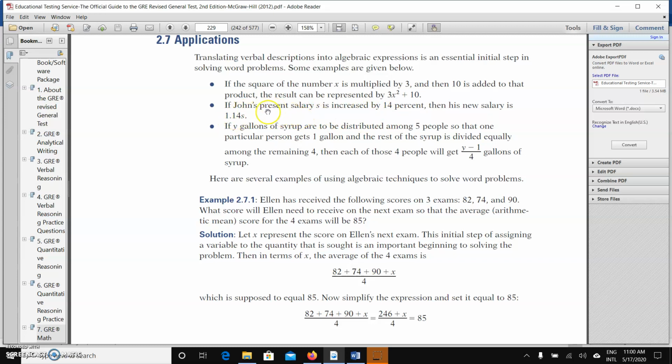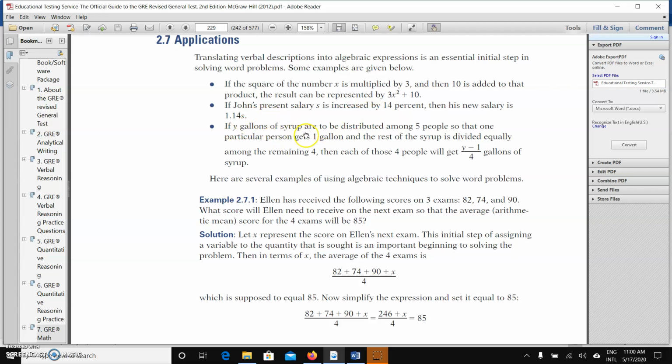So I just use this opportunity to explain the flip side of this, because it can be increase, it can be decrease. If it's increase, that will be 1 plus 0.14, because this 14% will be 14 divided by 100, right? If it's decrease, that will be 1 minus 0.14. But here is increase. Now let's go on.